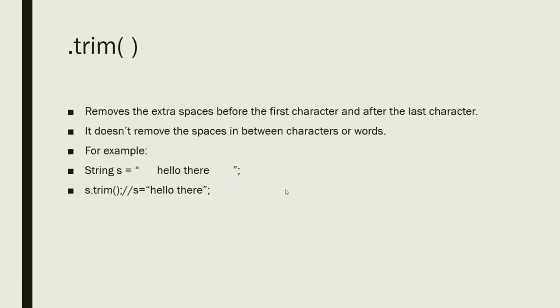Next up, we have the trim function. This basically just removes any extra spaces before the first and last character, if there are any. It does not remove the spaces in between characters. So in the example below, there are these extra spaces before the first character and after the last character, right? So after this line of code, S would equal to hello there without these extra spaces.